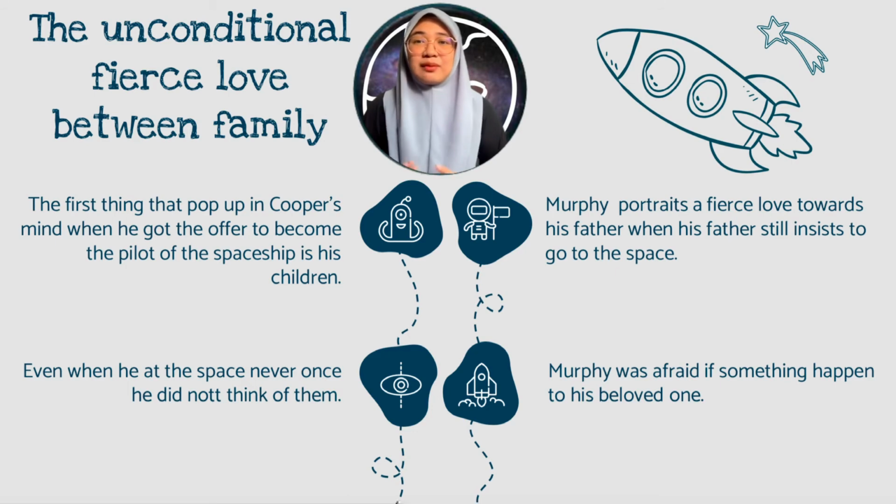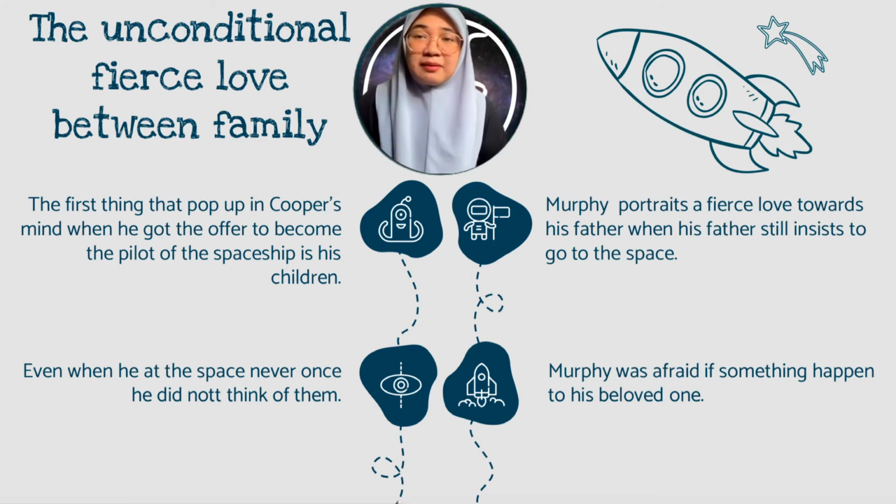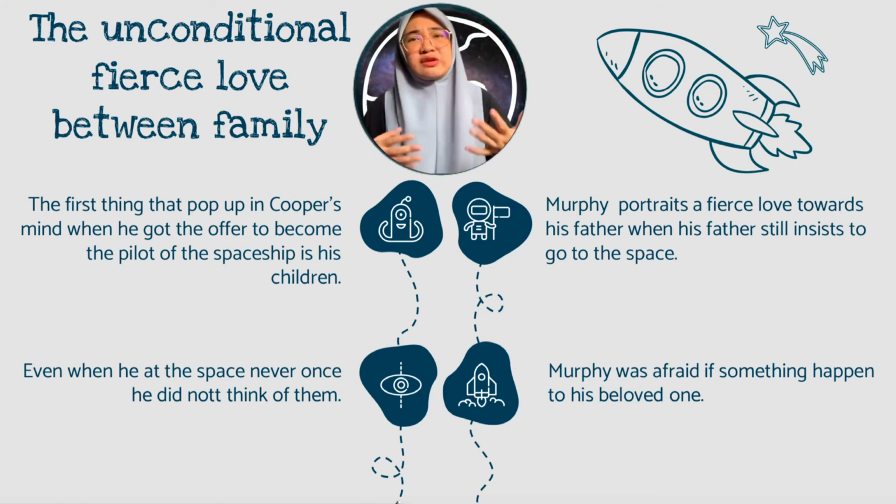What happened to them when he goes to space? Who will take care of them? He thought about them, that he didn't abandon his responsibility to his children because he loves them. And so for Murphy, she loved her father so much that she didn't want to let her father go to space. Why? Because she is worried. What if something happened? What if her father died?